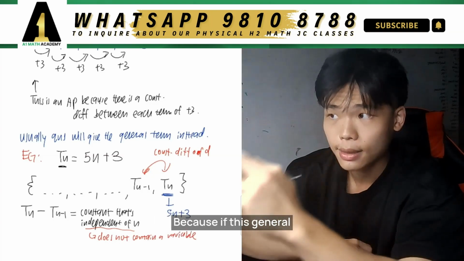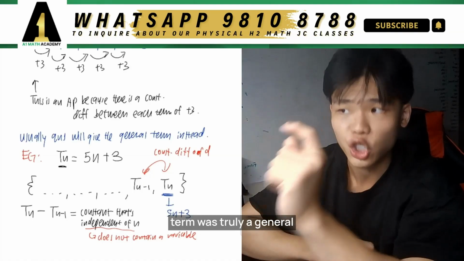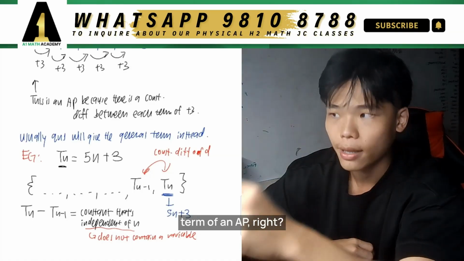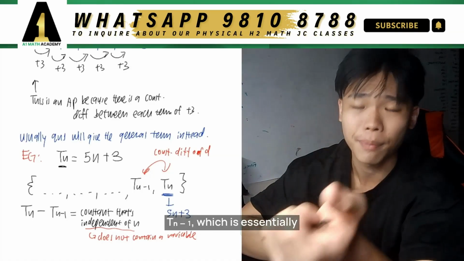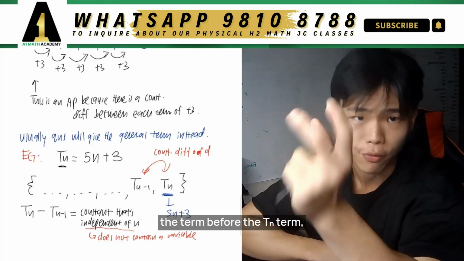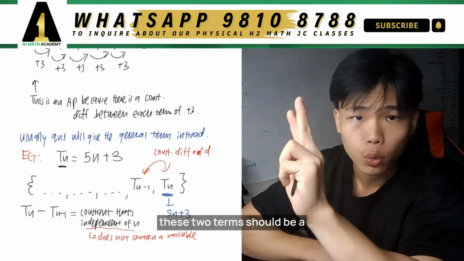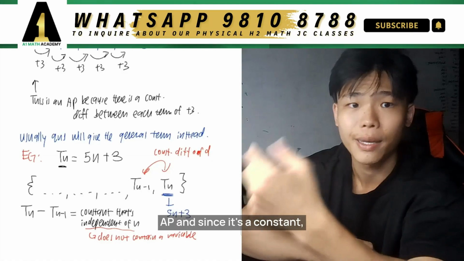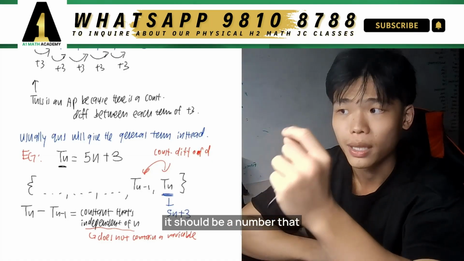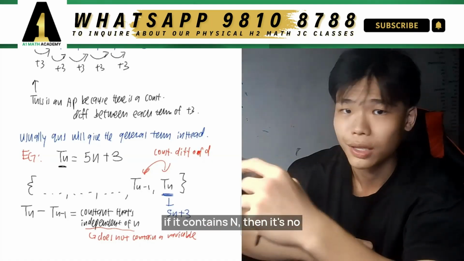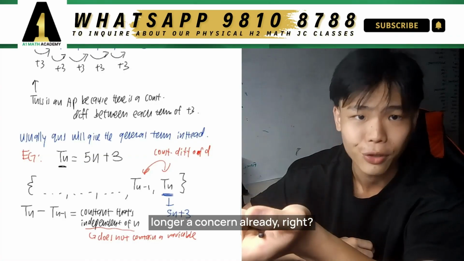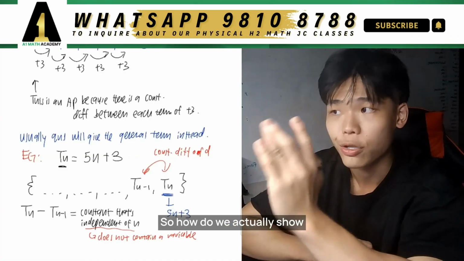It's true, because if this general term was truly the general term of an AP, and we take Tn minus Tn minus 1, which is the term before the Tn term, the difference between these two terms should be a constant because this is an AP. And since it's a constant, it should be a number that does not contain n. Because if it contains n, then it's no longer a constant, it's a variable. So how do we actually show it in this case?